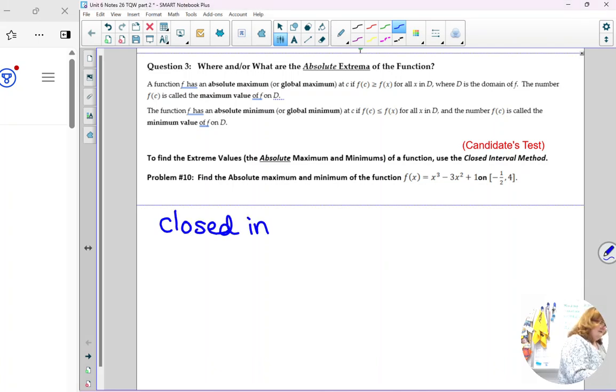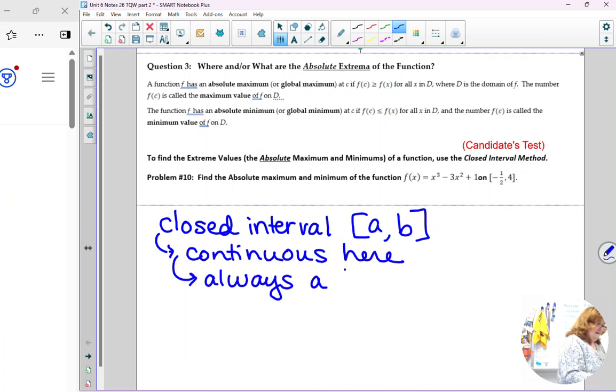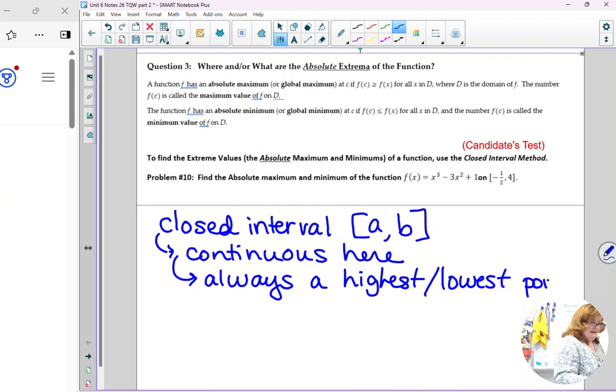As long as we have a closed interval from A across AB, and as long as our function's continuous here, there's always a highest and lowest point. There's always an absolute max and an absolute min. That's the extreme value theorem, right? We always have an absolute min or max as long as we have a continuous function over a closed interval.